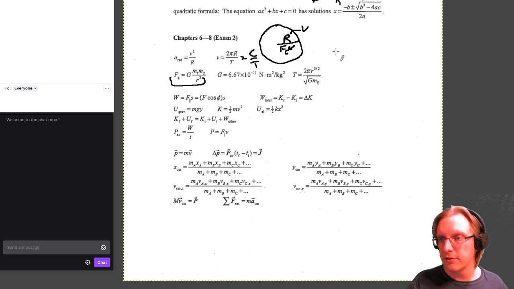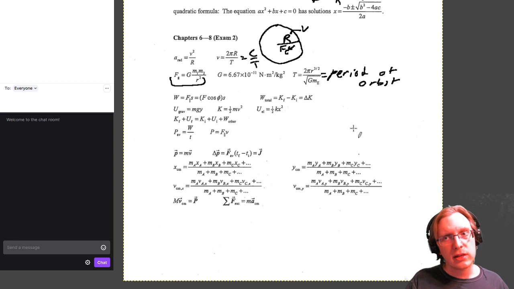And then of course when we have T here, this is the period of the orbit. And I think that is about it for centripetal force for going around in circles.